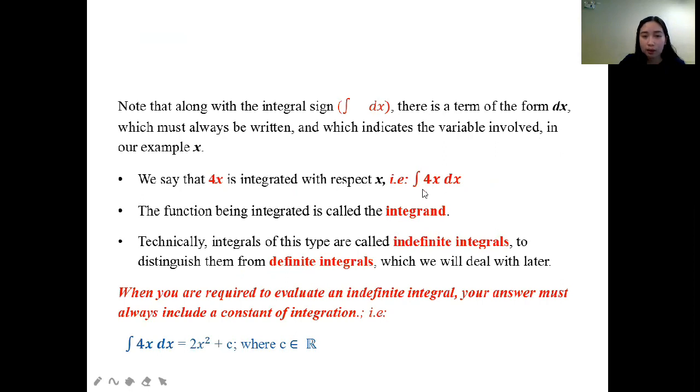For example, the integral of 4x dx. Okay? So the function being integrated is called the integrand. Remember that. This is the integrand, and this is the integral sign. This is an indefinite integral because it gives no limits. When we reach the definite integral, it will give limits. When we are required to evaluate an indefinite integral, our answer must also include, as I said, plus c.